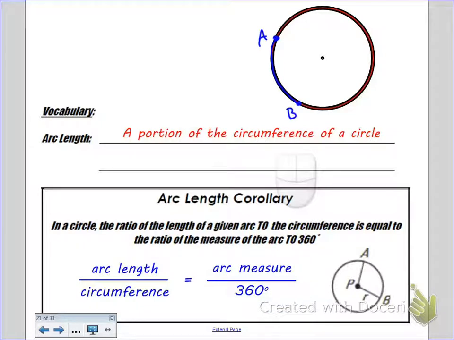Now as far as this proportion is concerned, we can find any one of these three things: arc length, circumference, or arc measure. The one thing that will remain constant and will always be a part of this proportion is this number right here, 360. So depending on whether we're looking for the arc length, circumference, or arc measure, we will be given two of those three things and asked to find the third. Like I said, 360 will always be on the bottom right part of the proportion.